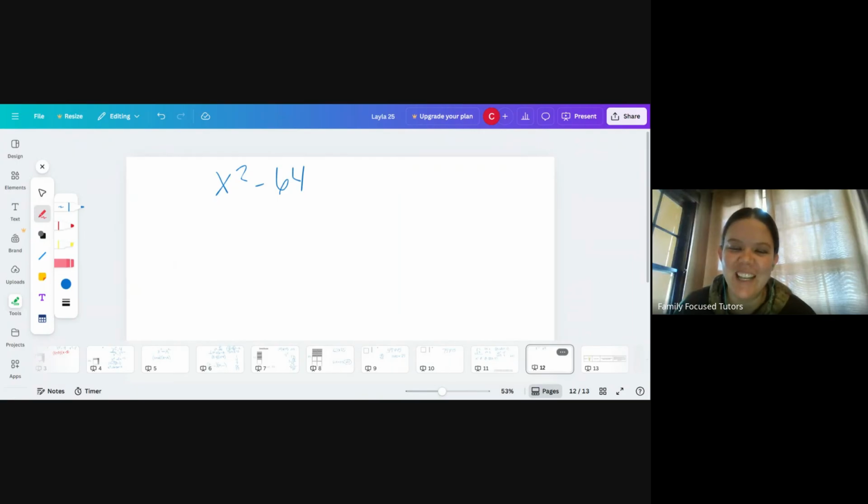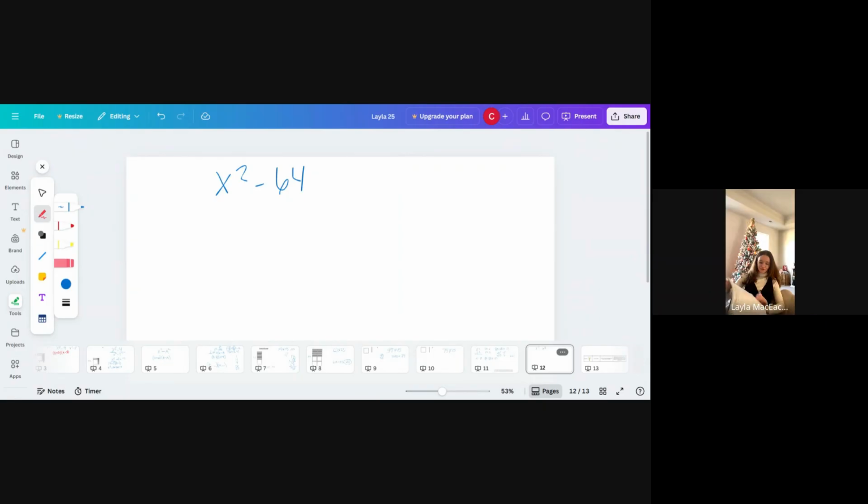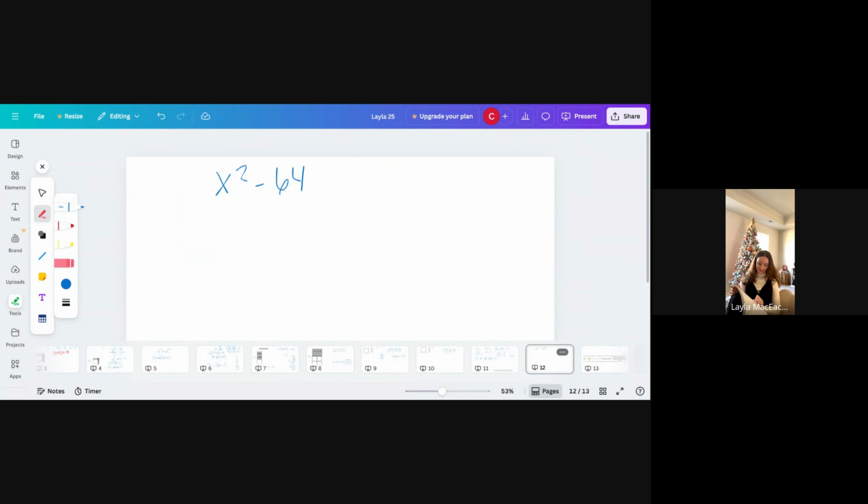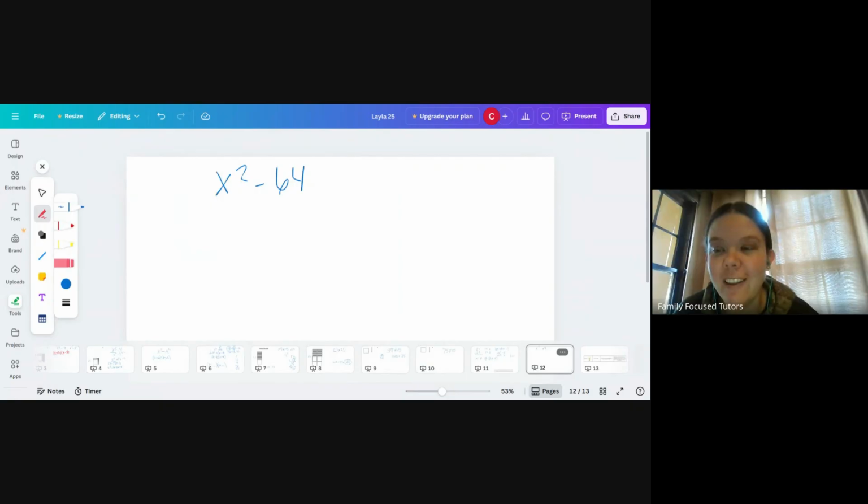All right, the next one is x squared minus 64. I'll do it wrong just so it doesn't check out for once. Don't do it wrong on purpose. It's annoying how it keeps checking out. Well, that's actually good. We want it to check out though.